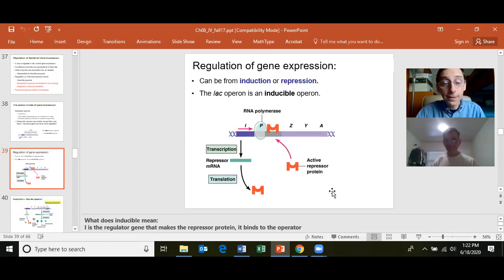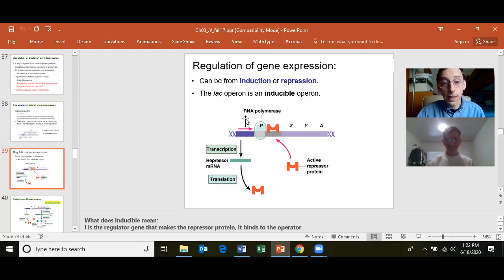So, how is the lac operon turned off? Because that's normally the way the lac operon is in E. coli. Well, what happens is the regulatory gene, which is the I gene, is transcribed, and it has its own operon that we're not going to talk about, okay? And when the messenger RNA is made, it makes the repressor protein. And then the repressor protein binds to the operator of the lac operon.